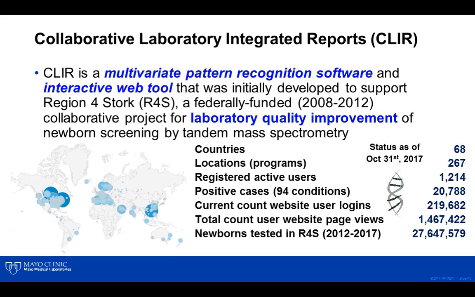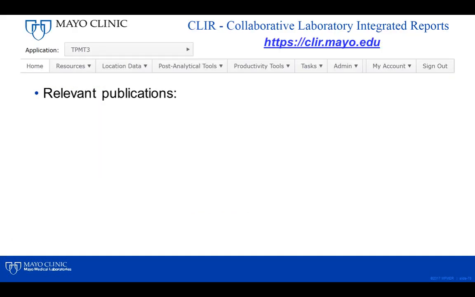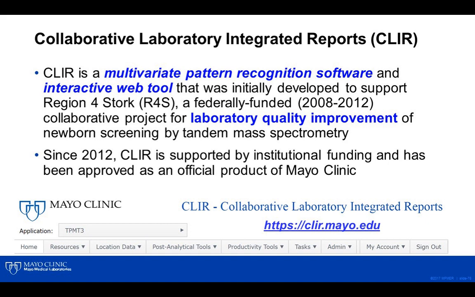R4S has evolved into a worldwide collaborative project being used in 68 countries to test more than 27 million newborns over the last 6 years. In particular, the post-analytical interpretive tools have been used to generate 368 million scores, equivalent to a volume exceeding 150,000 per day. Since 2012, CLEAR is supported entirely by institutional funding, and has been approved as an official product of the Mayo Clinic.